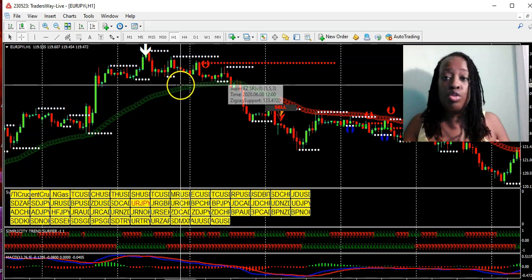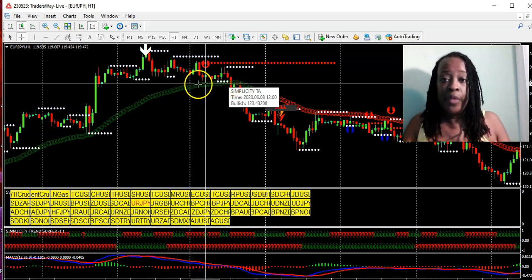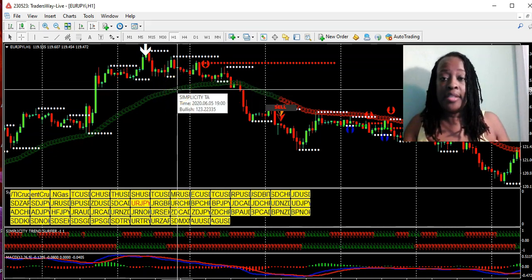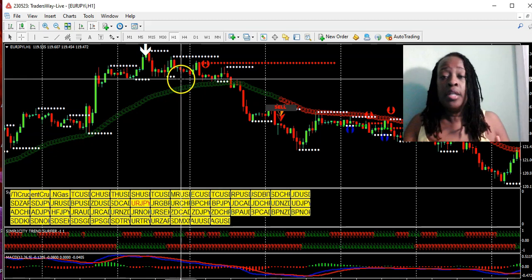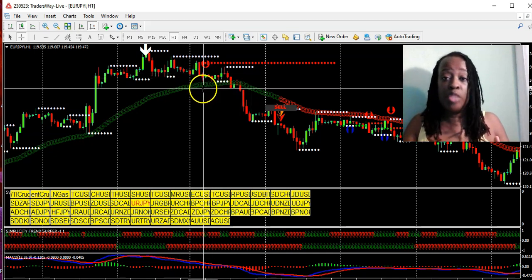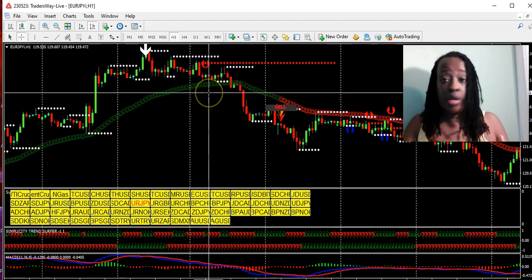But you can also use this trend surfer here as a 50, because it actually does the same thing. When price is above it, you're still in buyer's territory. When it's below, you're in seller's territory.